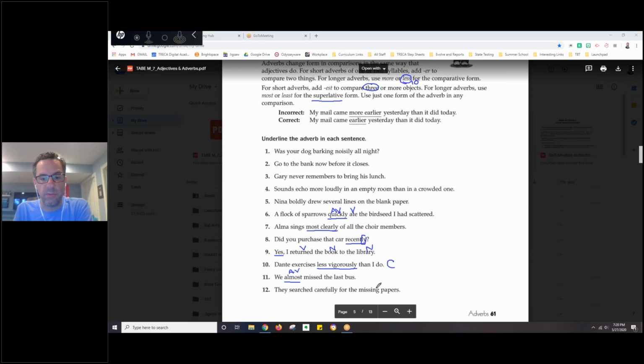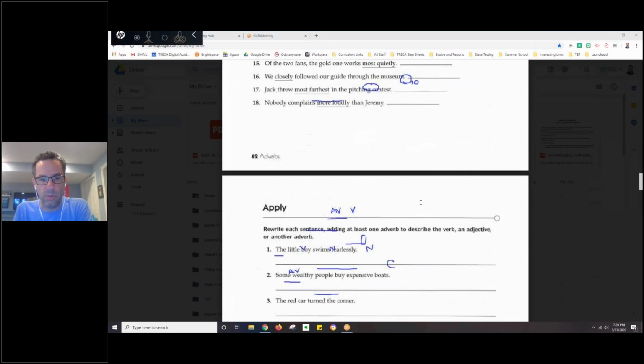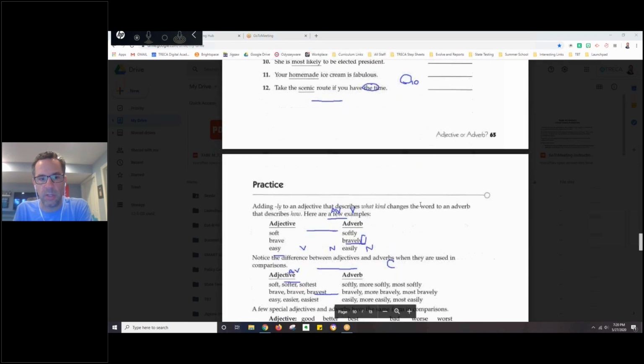They searched carefully for the missing papers. Well, how did they search? They searched carefully. So this is what I would say are the adverbs for 6 through 12. That's what I would say the adverbs are. And I'll go down to the answers for 6 through 12, and we'll just do a quick double check, and you can check yourself.